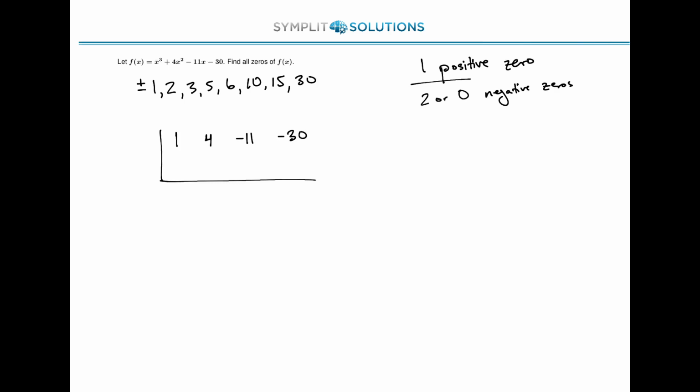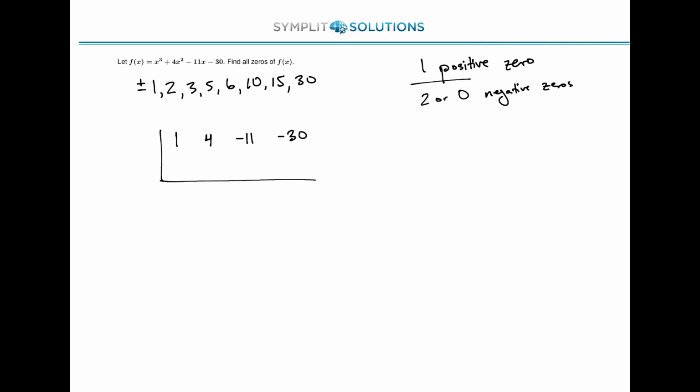I'm going to go ahead and try 2. I'm just going to go through my positives until I find my positive 0. So if I do my 2, again, I go through my synthetic division, bring down the 1, multiply by 2, add, multiply, add, and multiply and add. And again, we don't have a 0 there. We need a 0 in this spot, and we didn't get a 0. So we erase and go to our next one.